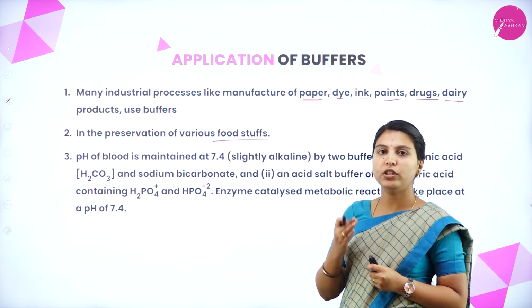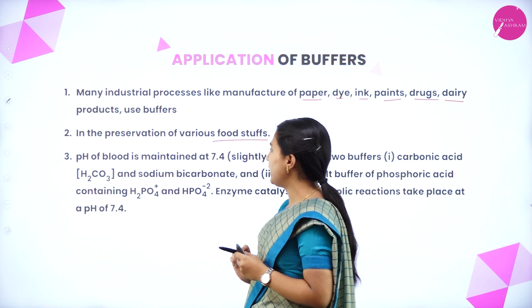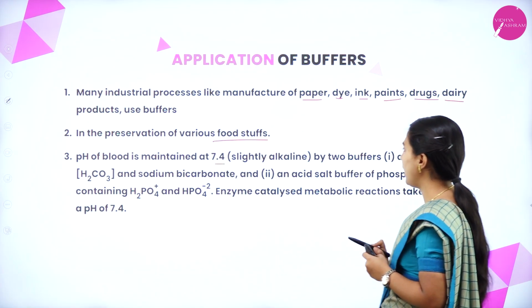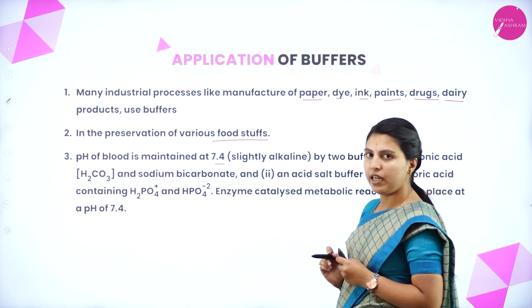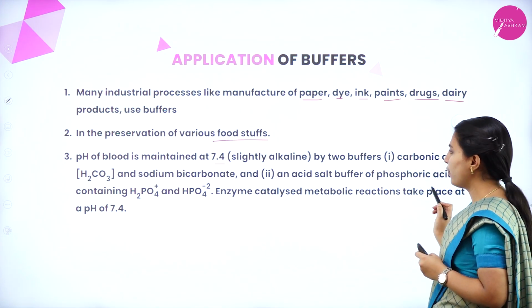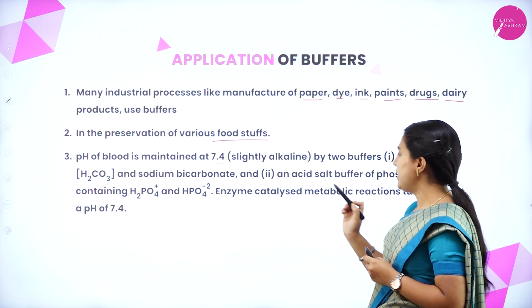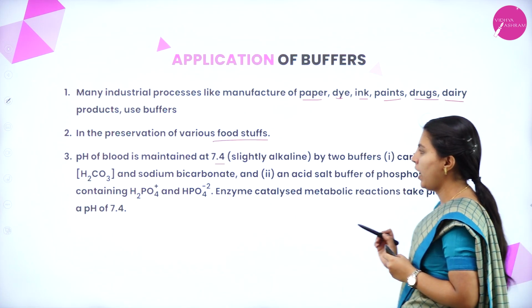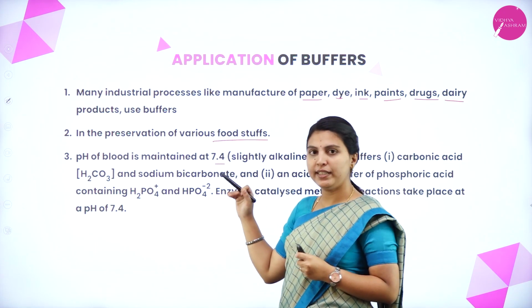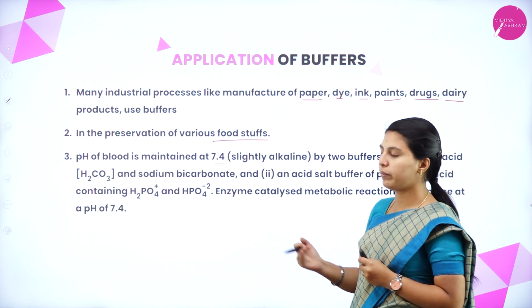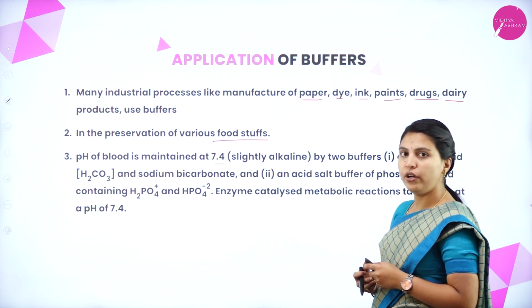Whatever it is, if you want to resist the pH, you want to add that buffer. The pH of blood is maintained at 7.4, slightly alkaline, by two buffers: carbonic acid and sodium bicarbonate. An acid salt buffer of phosphoric acid containing H2PO4- and HPO4 2- also acts, since enzyme-catalyzed metabolic reactions take place at the pH of 7.4. Here the mechanism of pH of blood has been explained by carbonic acid and bicarbonate and also phosphoric acid. This is about the applications of buffer.